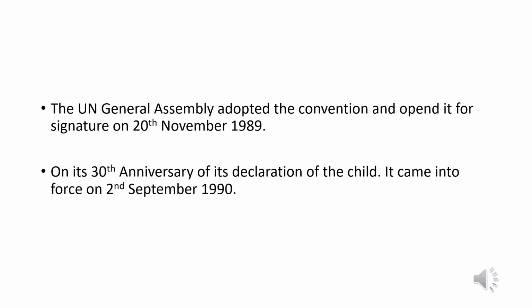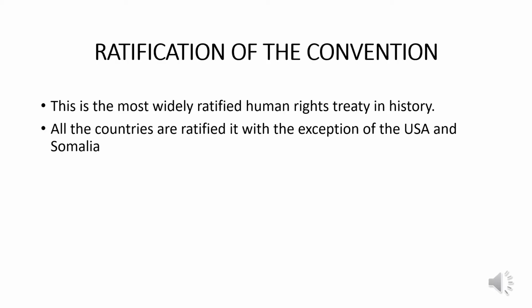The UN General Assembly adopted the convention and opened it for signature on 20th November 1989. On the 30th anniversary of its Declaration of the Rights of the Child, it came into force on 2nd September 1990. It is the most widely ratified human rights treaty in history. All the countries have ratified it with the exception of the USA and Somalia.